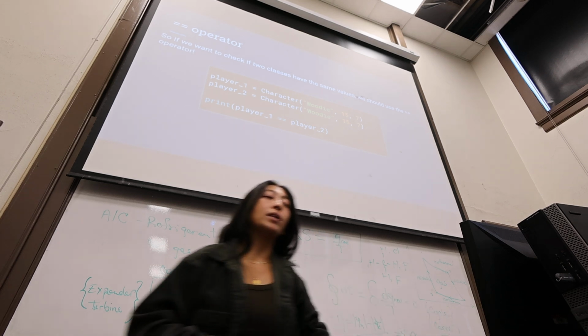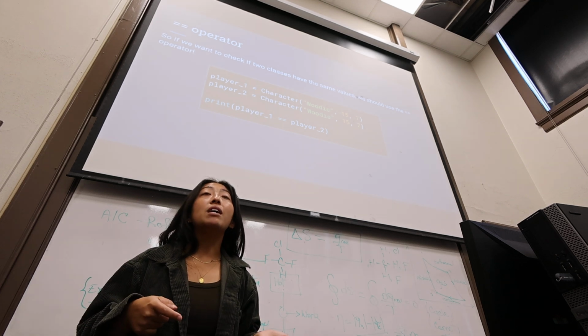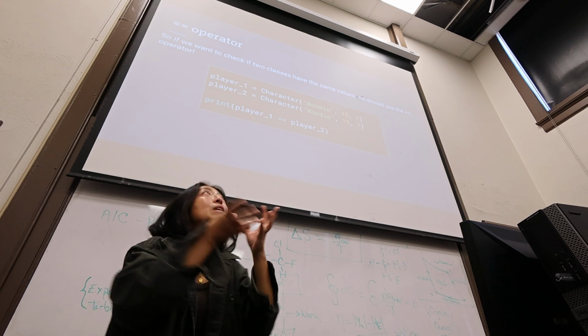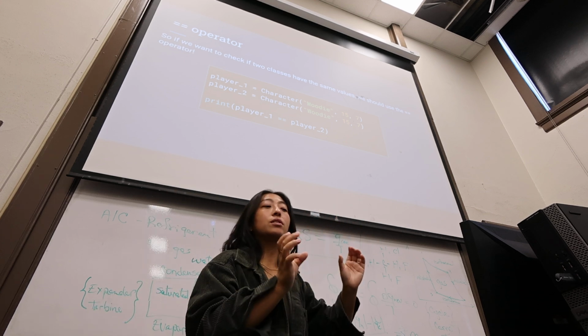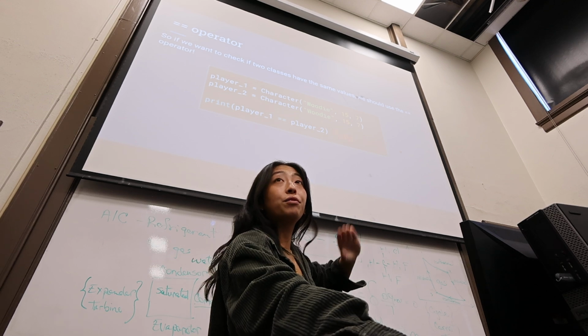Okay, so if we wanted to check if two classes have the same values, then technically speaking, we should use the equals operator, right? Because equal means that you're checking the values. But if we were to do this right now, it would actually print false.